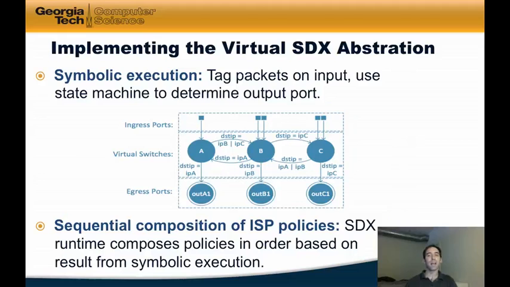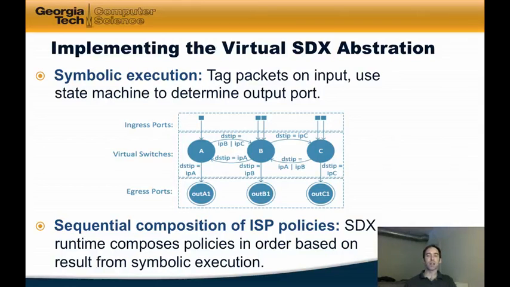Symbolic execution tags packets on input and uses a state machine to determine the appropriate physical output port for that packet. For example, if a packet arrives on A's ingress port, the finite state machine looks at the destination IP address for that packet. Suppose that the destination IP address is IP B. That packet would then transition to the virtual state signifying switch B, which would then apply the next state transition to pass that packet to the state representing the physical egress port for AS B.